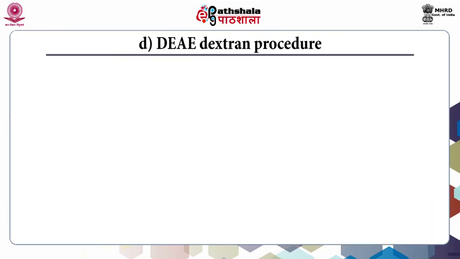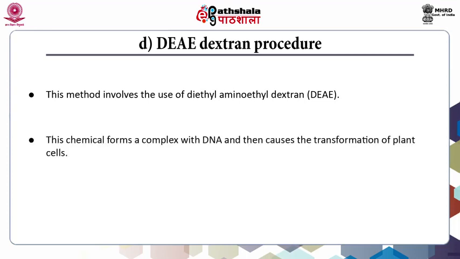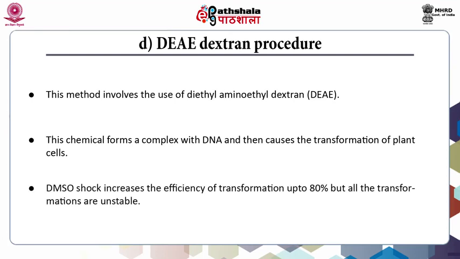Coming to the next method, that is DEAE dextran procedure. This method involves the use of diethylaminoethyl dextran. This chemical forms a complex with DNA and then causes the transformation of plant cells. DMSO shock increases the efficiency of transformation up to 80%, but all the transformations are not stable.